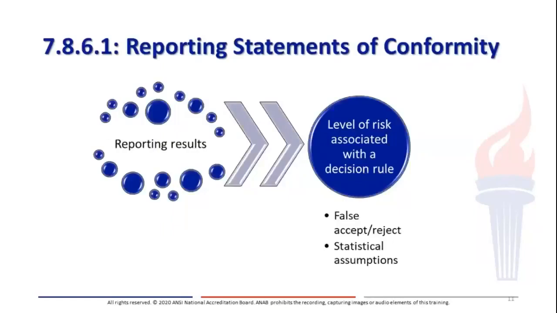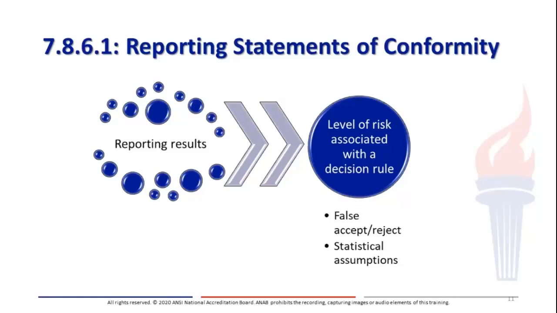So reporting the results, this has been an area of discussion over the past at least 15 years. A statement of conformance is anything that says it's good or bad, green or red, it passes or fails, any indication or statement that it's meeting a specification. That's considered a statement of conformity. When we report that out to our customers, there's a level of risk associated with that, and the decision rule, and we'll cover some of those here in a little bit.